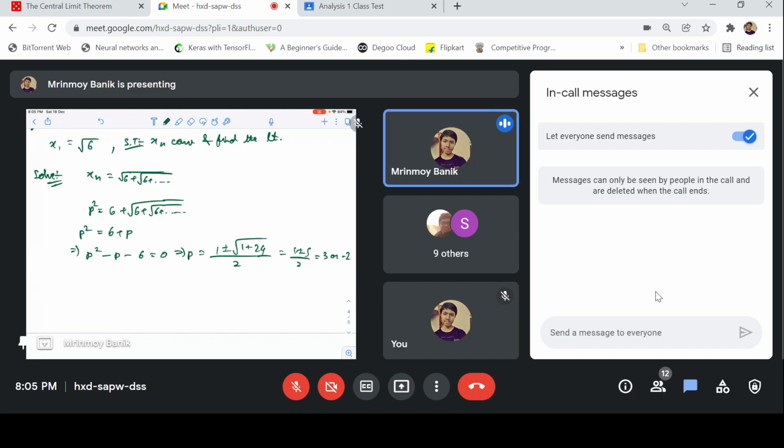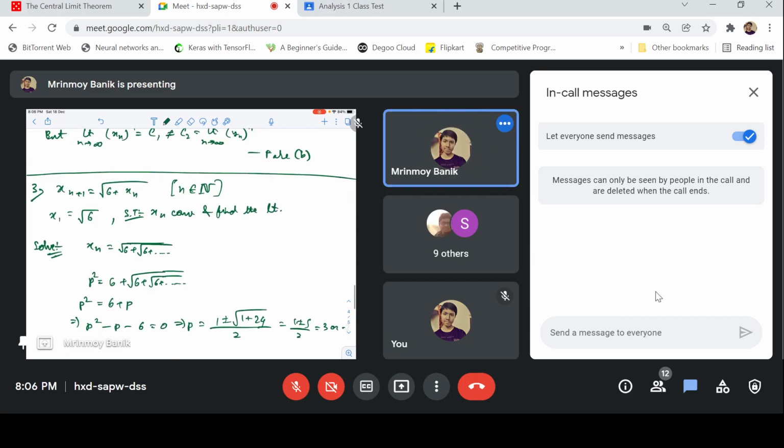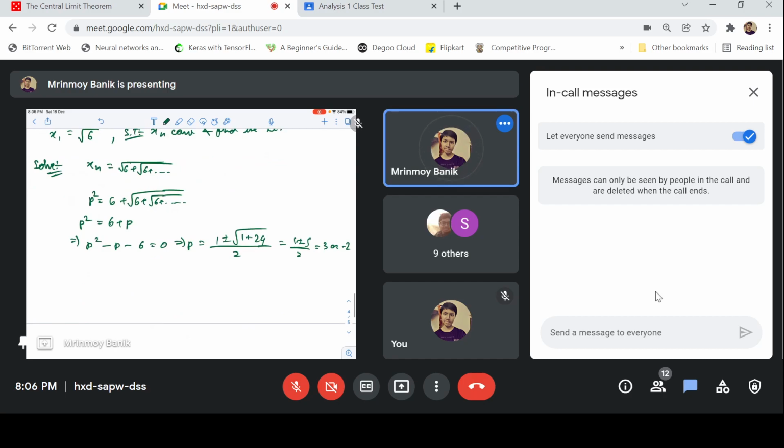So -2 or 3, right? Yeah, but -2 is not possible. Why is it not possible? Because, sir, a square root is always positive, it can't be negative.